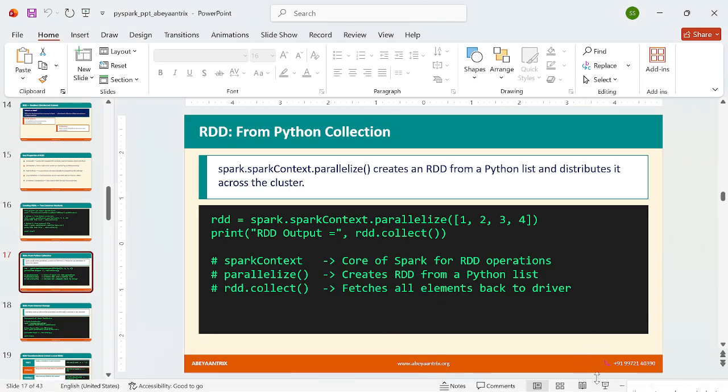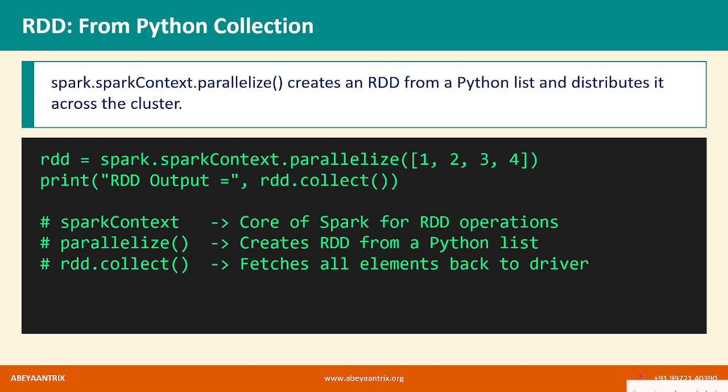So this was the first method: RDD from a Python collection. Same example I have shown here. RDD is equal to spark context parallelize. Then print RDD output, RDD.collect. Why are we using spark context? This is the core of Spark for RDD operations. Spark context is the core where RDD operations will be carried out. So that's why we have to use spark context.